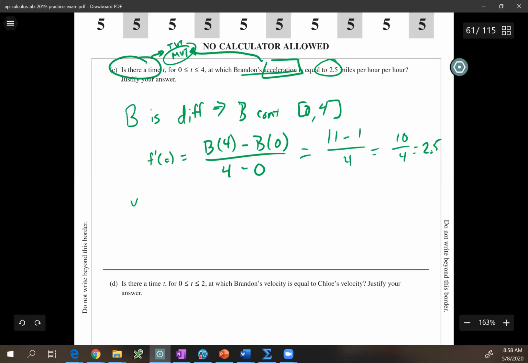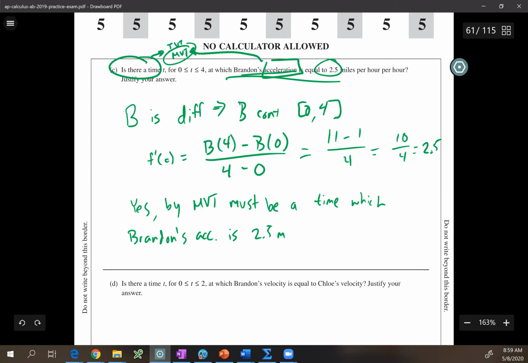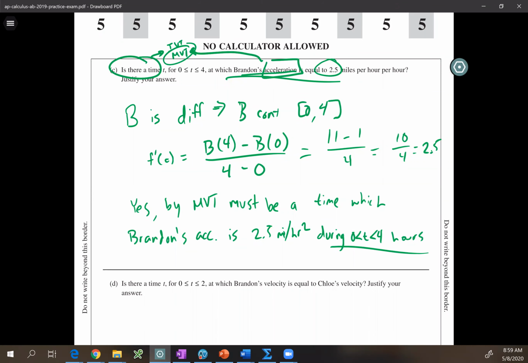So we can say, yes, by MVT, there must be a time, I'm just going to copy what they say, at which Brandon's acceleration is 2.5 miles per hour squared during 0 less than t less than 4 hours. It's important that you always put during that interval that you're working with. Okay, so that's that question.